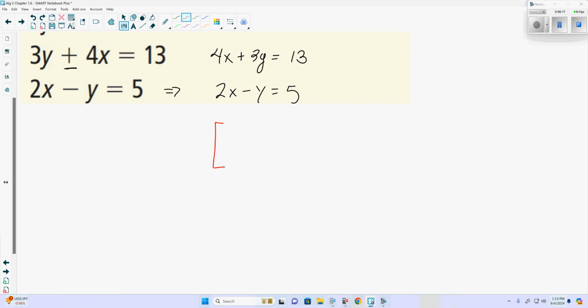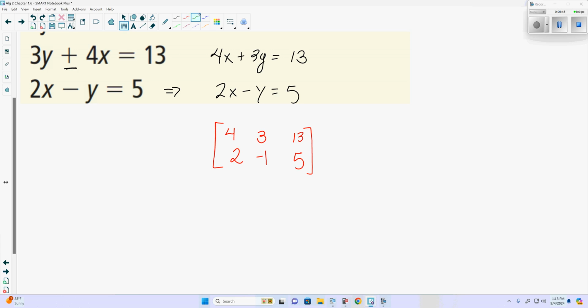Now let's take the coefficients. The number in front of x is 4. The number in front of y is 3, and it's equal to 13. So our first row is 4, 3, 13. Second row, the number in front of x is 2. The number in front of y is negative 1, and it's equal to 5. So our second row is 2, negative 1, 5.